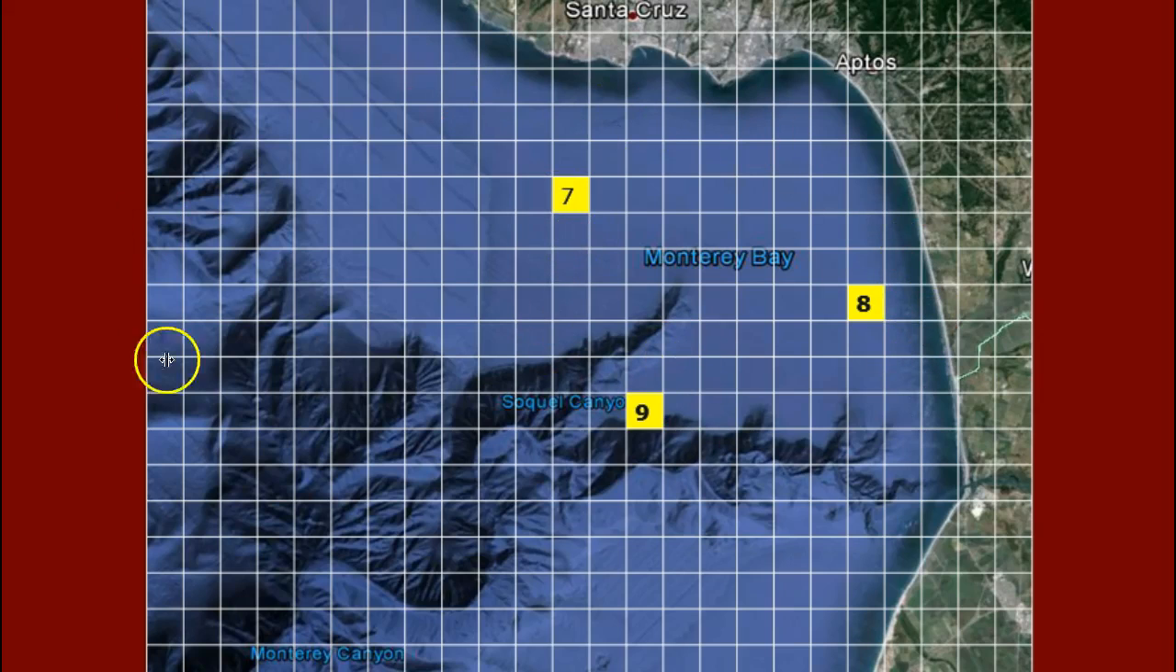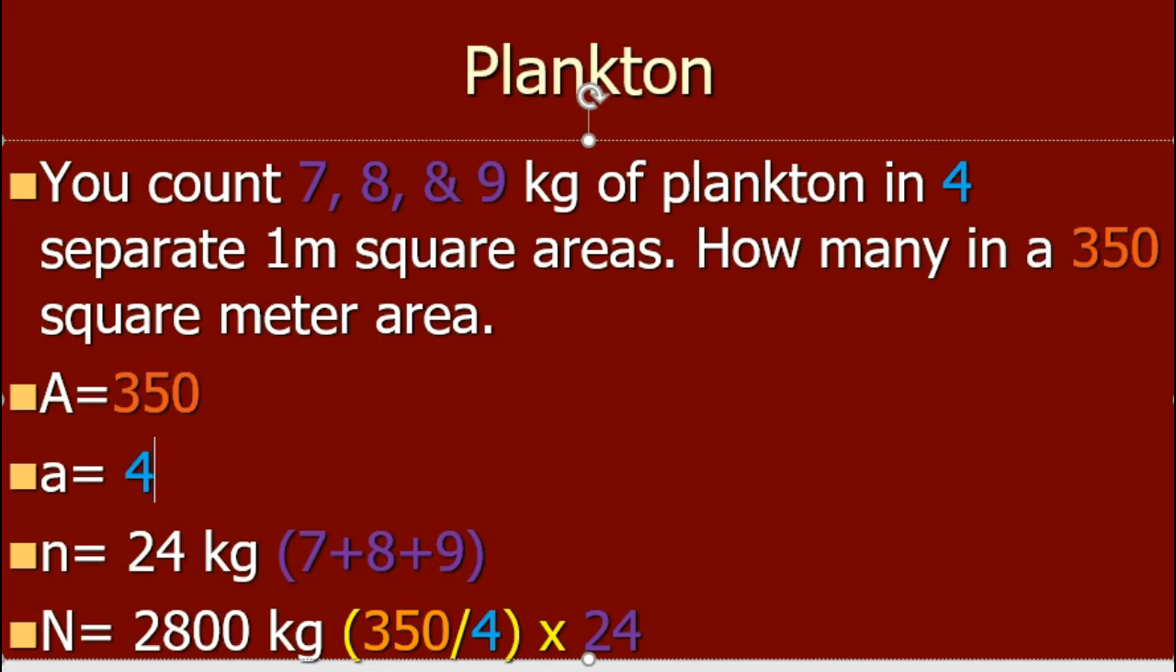Now, how many squares are there here in the water? Well, there's 350. You don't need to count them, I counted them for you. If you want to pause and count them, be my guest. Let's plop it into the equation now. Using that data, what did you count? Well, we counted 7 kilograms, 8 kilograms, and 9 kilograms worth of plankton.